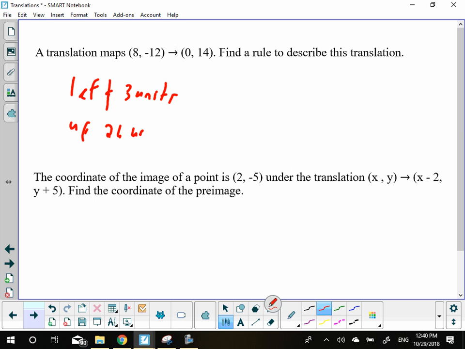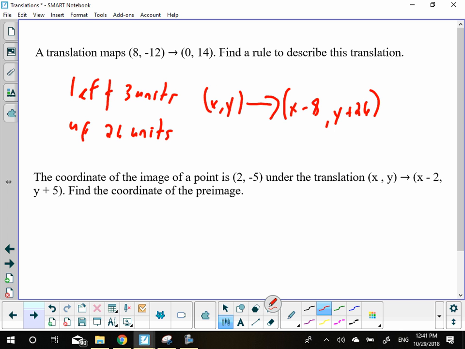Twenty-six units. And writing a rule, I want to say XY maps onto some points. I want to express that left 8, up 26. How would I express that? Right. Yeah, exactly. X minus 8, y plus 26. That would be my rule.